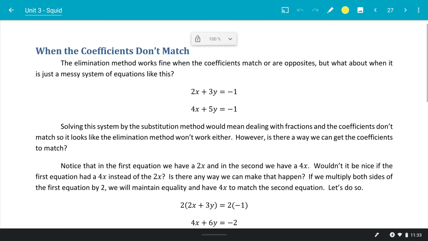Okay, well, sometimes the coefficients don't match up. The elimination works fine when the coefficients match or are opposites. But what about when it's just a messy system of equations like this? We see that nothing matches up or cancels. Solving a system by the substitution method would mean dealing with fractions, and since the coefficients don't match up, the elimination method won't work either. However, there is a way we can get the coefficients to match.